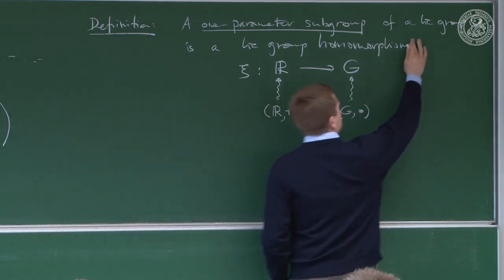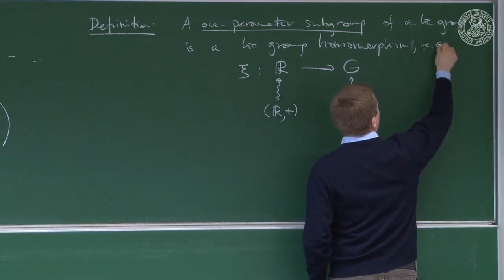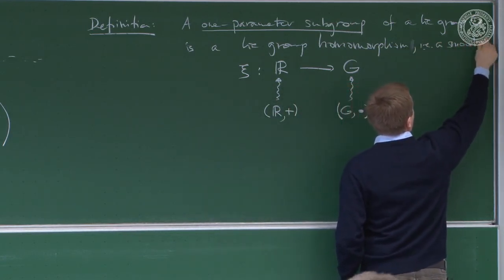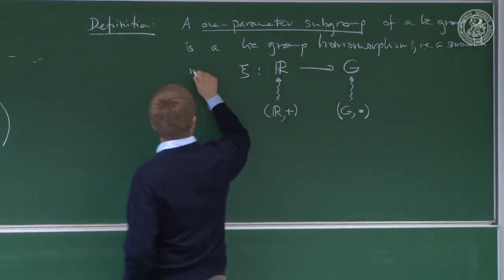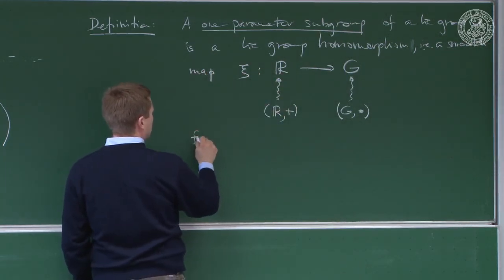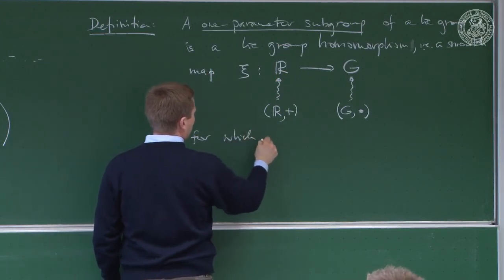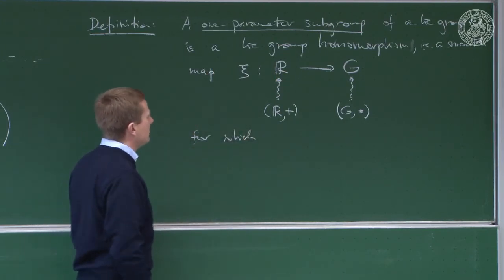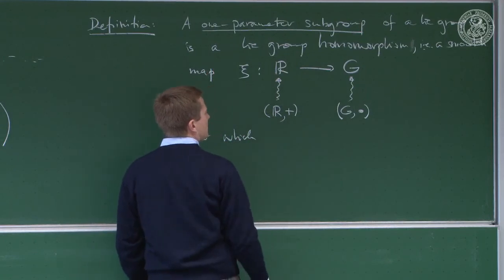That is, so I should say, that is a smooth map Xi, for which we had this before, but it doesn't harm writing this down again. What does Lie group homomorphism mean?